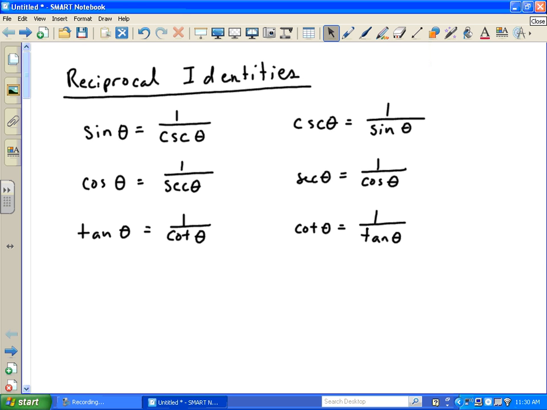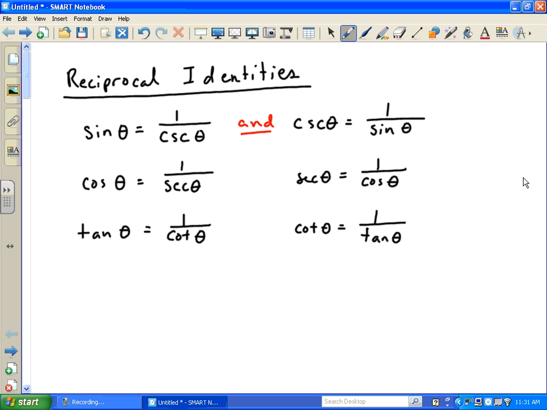The next thing we'll look at is two sets of identities. The first of these sets are called the reciprocal identities. Basically, these state that sine and cosecant are reciprocals of each other. Likewise, cosecant and sine are reciprocals of each other. In other words, they relate: sine of theta is equal to 1 over cosecant of theta, and vice versa.